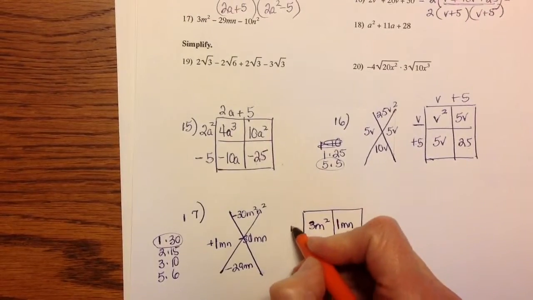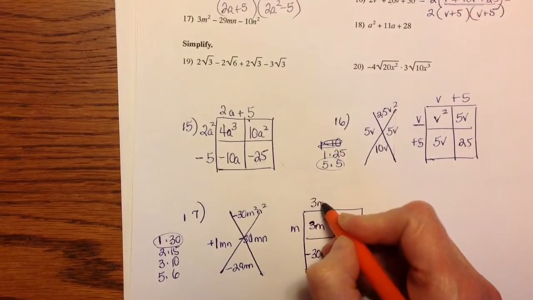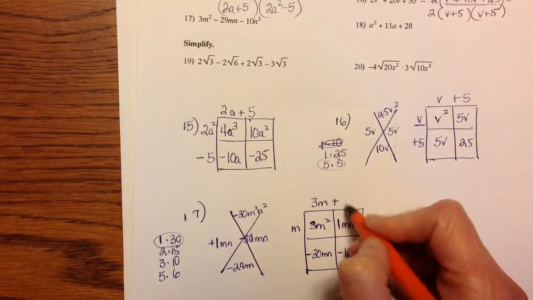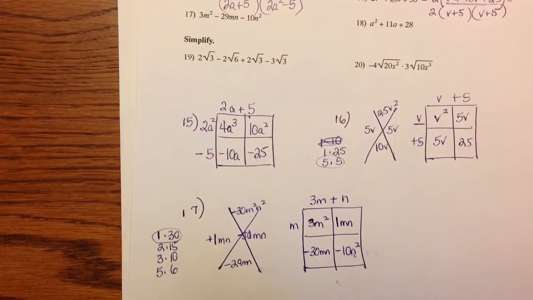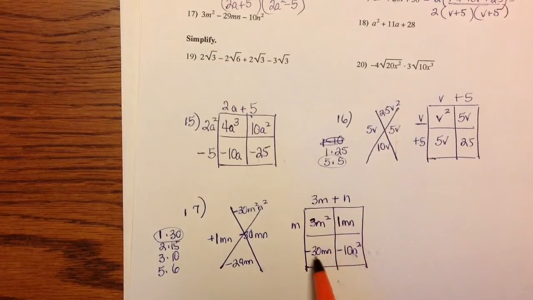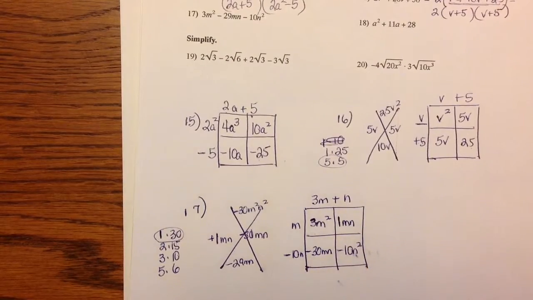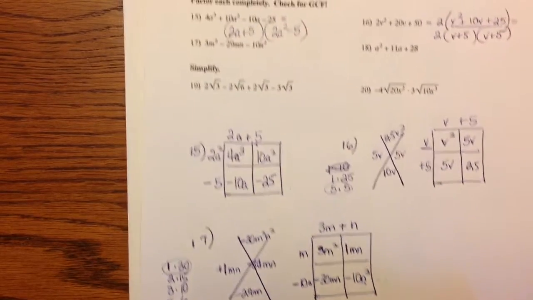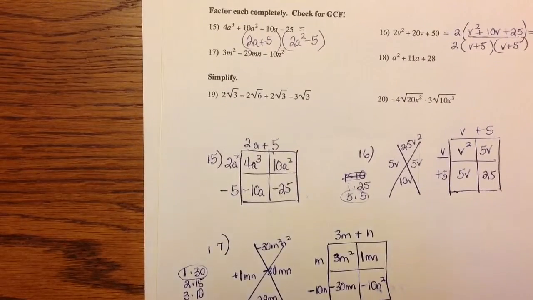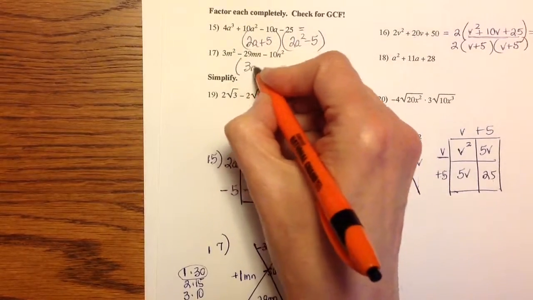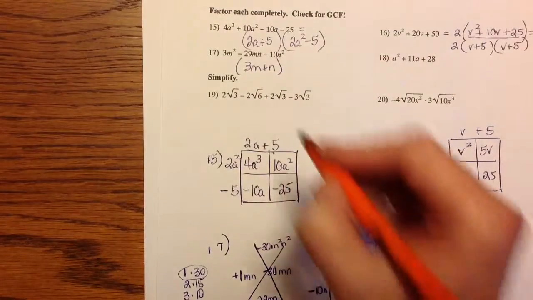GCF, they have an m alike. We have 3m left, and we have positive 1n or just n, if you want to do it that way. If you take 3m away from negative 30mn, 3 times negative 10 is 30. And if you take the m away, you still have an n left in the factor tree. And then we can check. Negative 10n times n is negative 10n squared. So our two binomials, we'll go back up here and write them, are the 3m plus n and the m minus 10n.